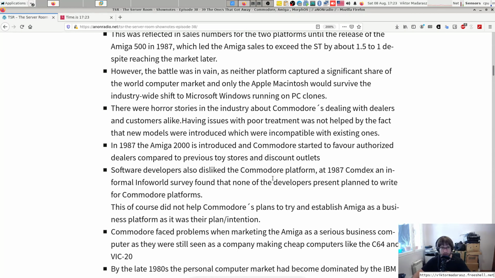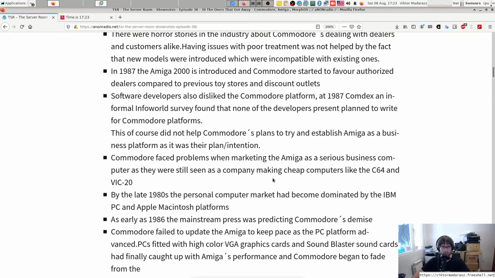You need software just as much. You need great hardware. So software developers also disliked the Commodore platform. In 1987 at Comdex, an informal InfoWorld survey found that none of the developers present planned to write for Commodore platforms. This of course did not help Commodore's plans to establish Amiga as a business platform, as it was their plan and intention.